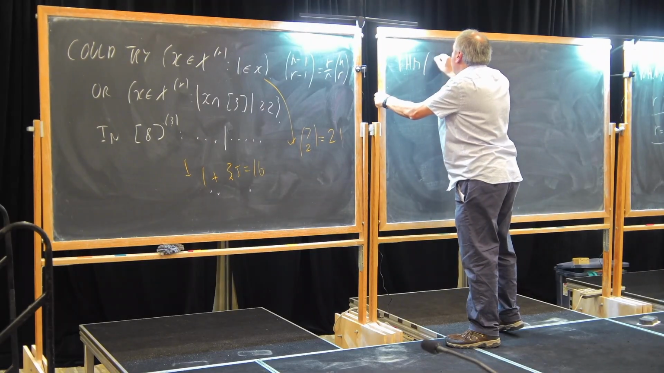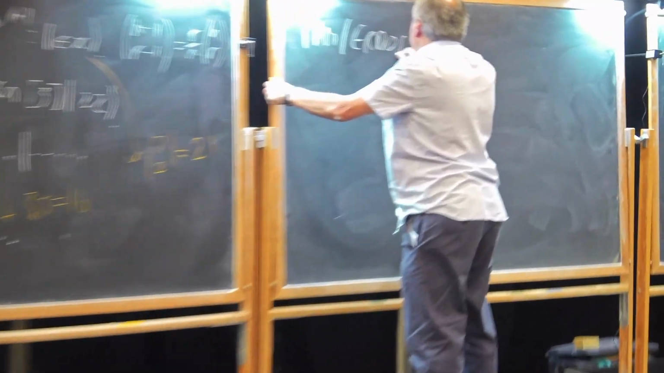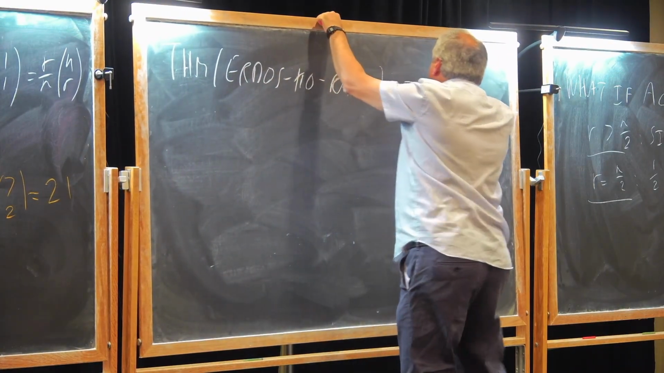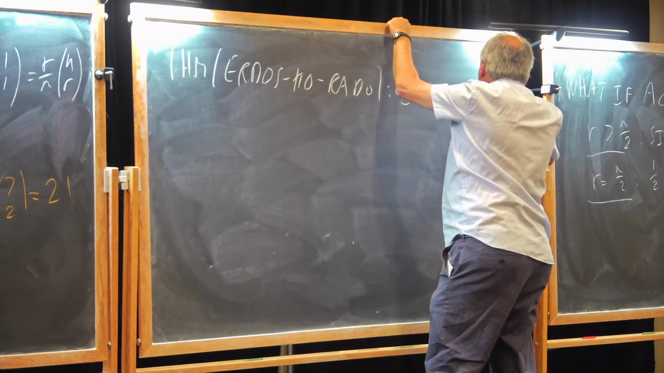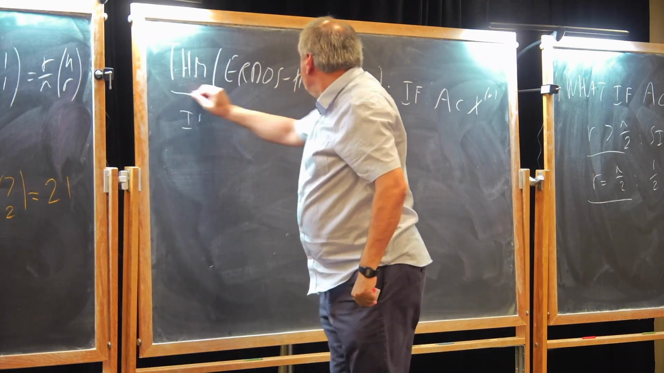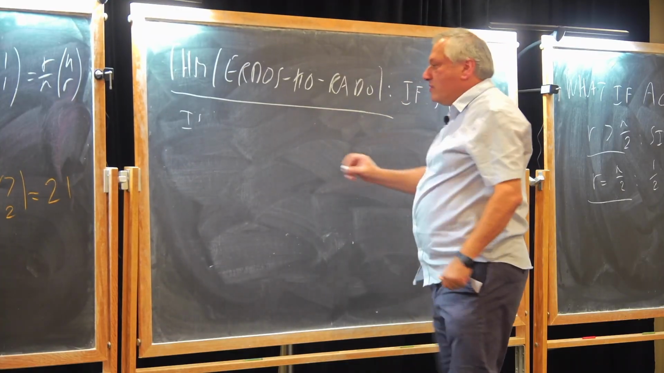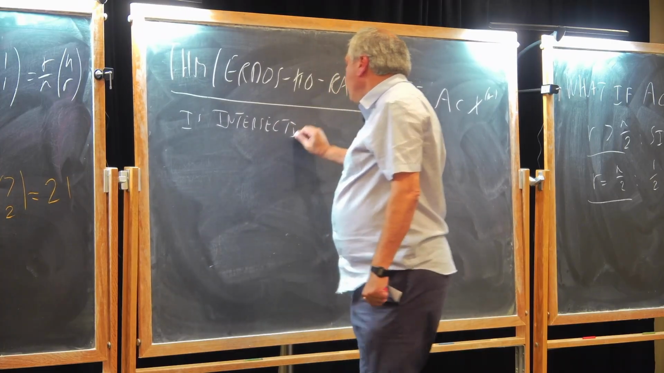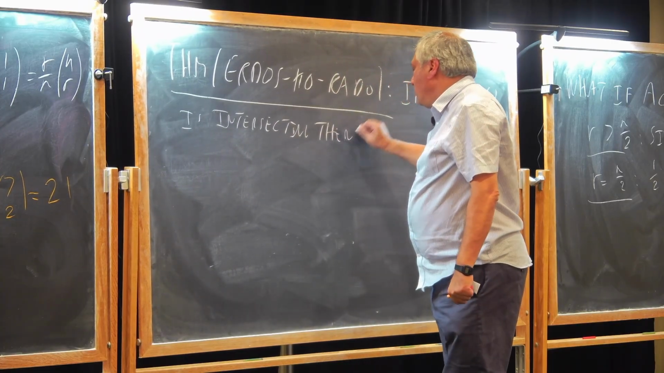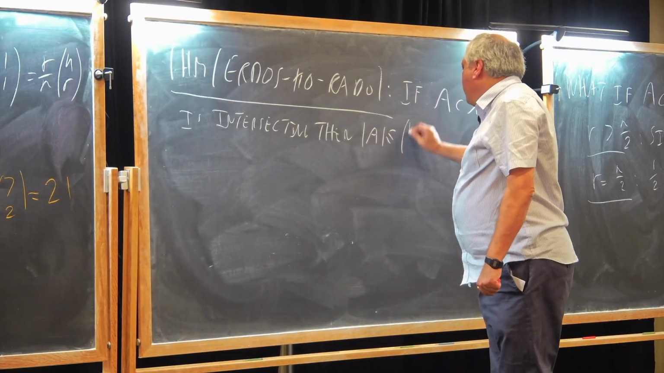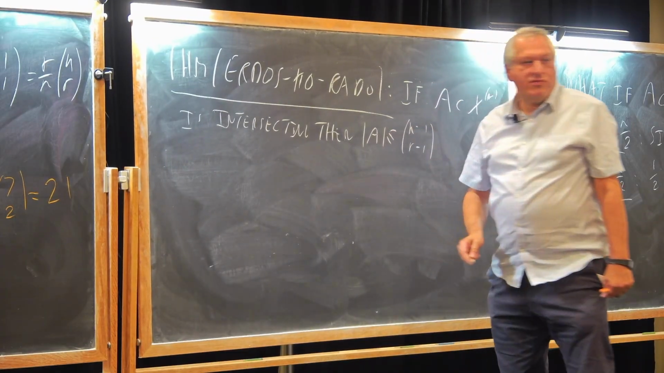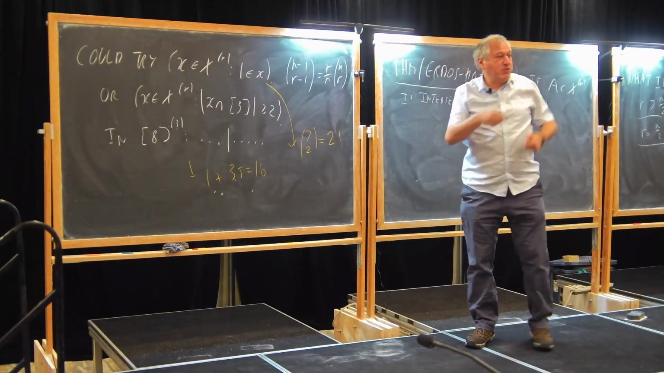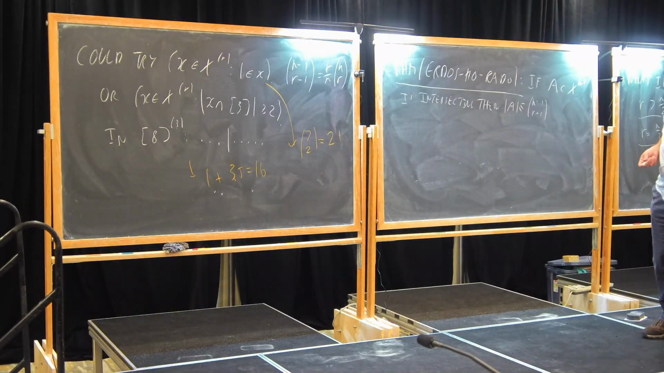So here, it's Erdos-Ko-Rado. If A, a family of r-sets, is intersecting, then the size is at most n minus 1 choose r minus 1. So it's saying, if r is a bit below half n, you get about half of all sets. If r was a third of n, a third of all r-sets, and so on.